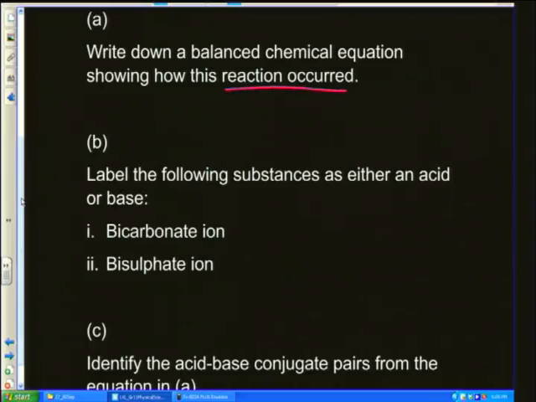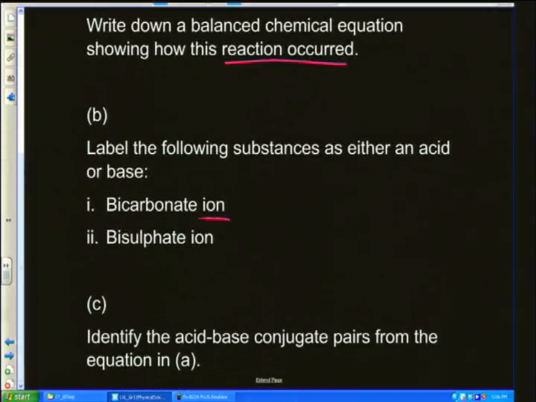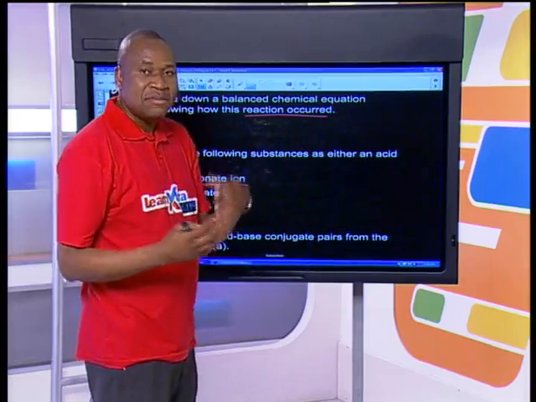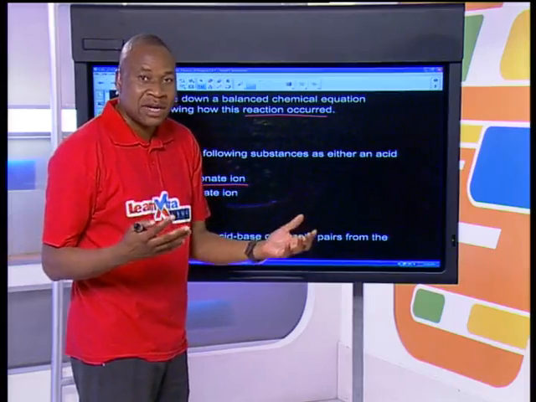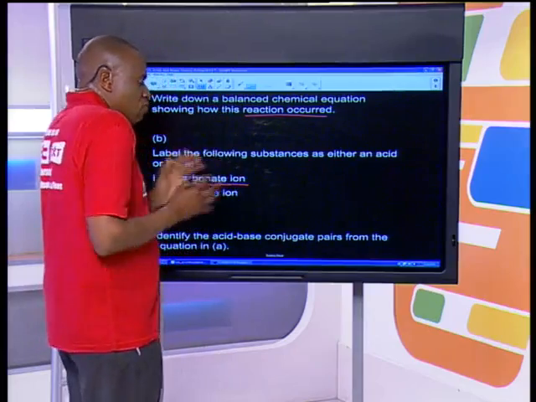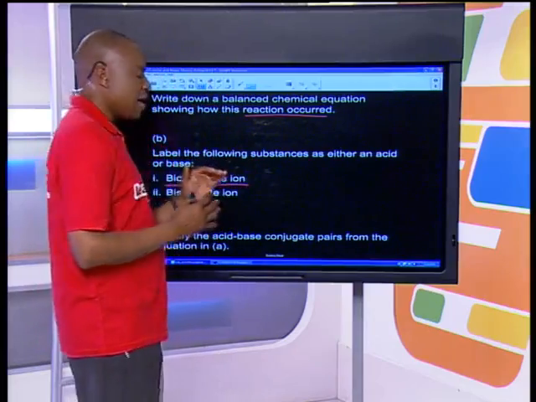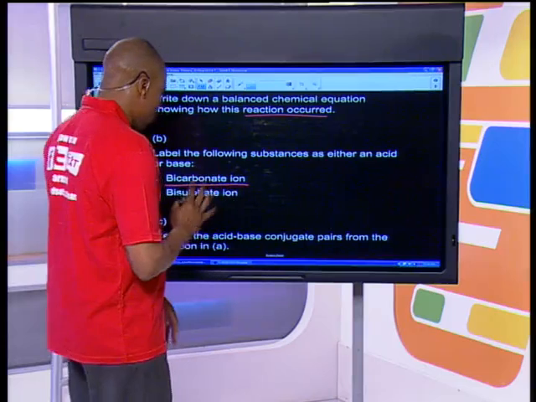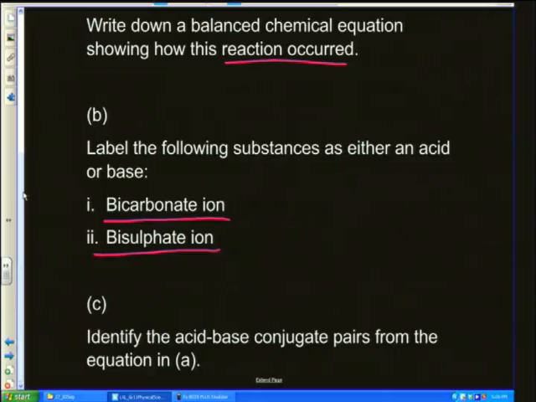And B: label the following substances as either an acid or base. The bicarbonate ion, is it an acid or base? You will still be looking at the equation that you wrote down, the reaction between the bisulfate and the bicarbonate ion, and then you should be able to tell what substance this is. If we look at the bicarbonate ion that reacted with the bisulfate ion, is it an acid? Is it a base? That's what we want to know. The same thing for the bisulfate ion. Is it an acid or is it a base?